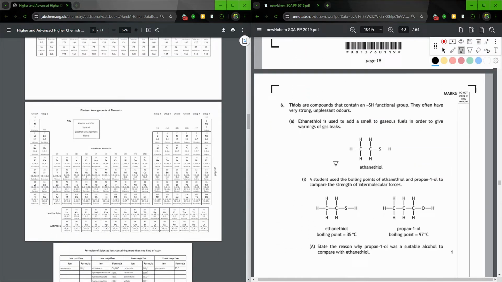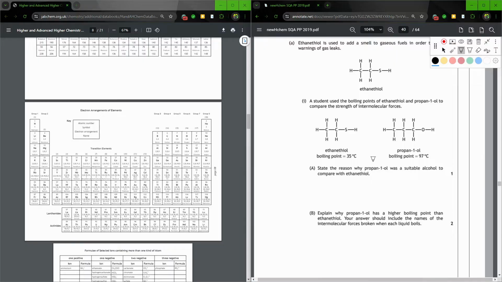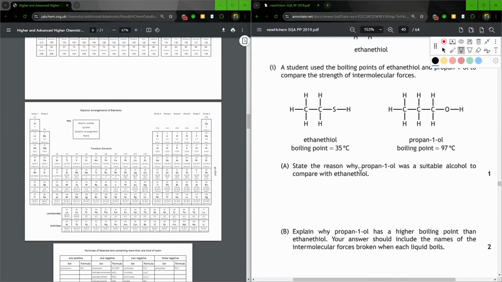So, we'll move on to 6. Thiols are compounds that contain an SH functional group. They often have very strong, unpleasant odors. Ethanethiol is used to add a smell to gaseous fuels in order to give warnings of gas leaks. And we have it right there. A student used the boiling points of ethanethiol and propan-1-ol to compare the strength of intermolecular forces. State a reason why propan-1-ol is a suitable alcohol to compare with ethanethiol. Whatever it is, ethanethiol. There we go.